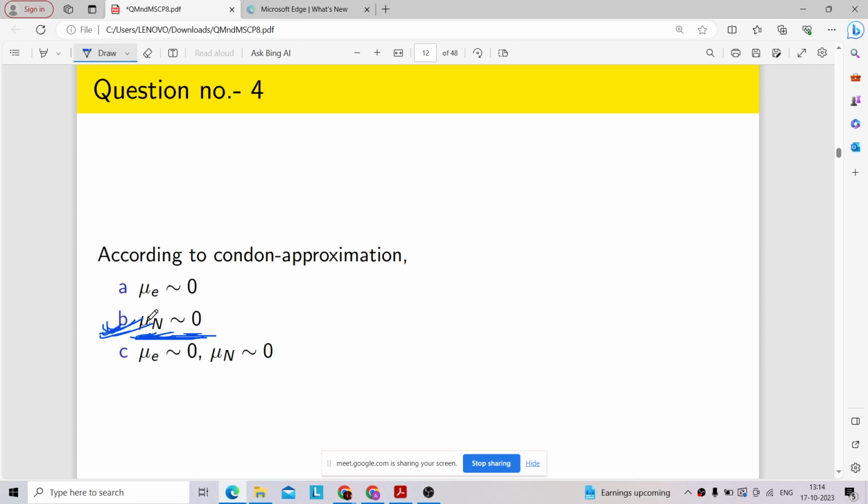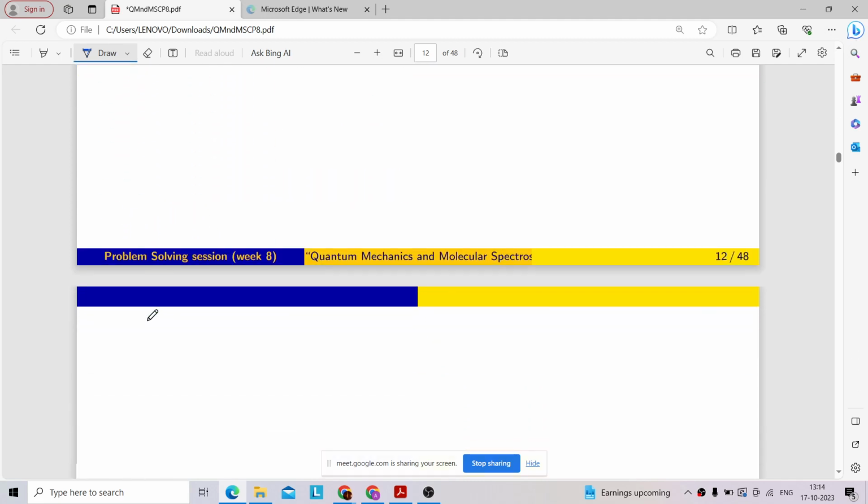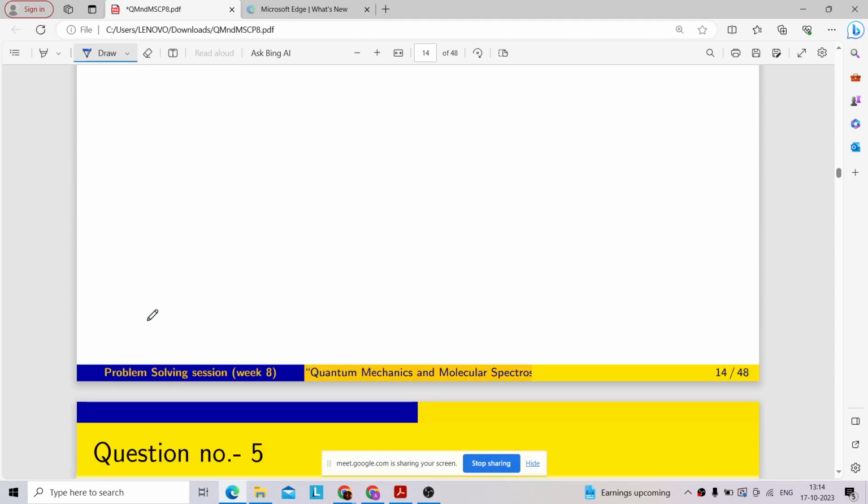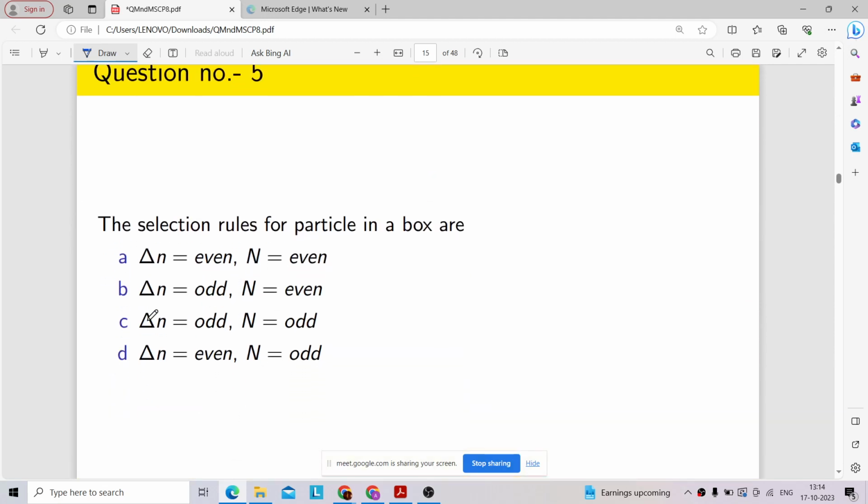Okay, moving on to the next question. The selection rules for particle in a box are which are? These are the options.